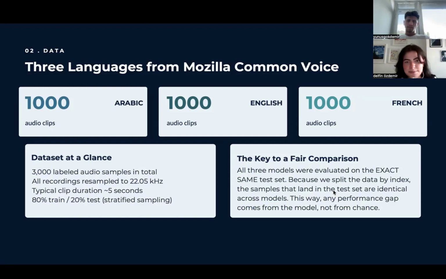So why does this matter so much? Because if each model saw a different test set, then any difference in their scores might just be luck or something else. One model might get an easier test set. By fixing the test set, we guarantee that when one model beats another, it's because of the model or the data representation, not by chance.